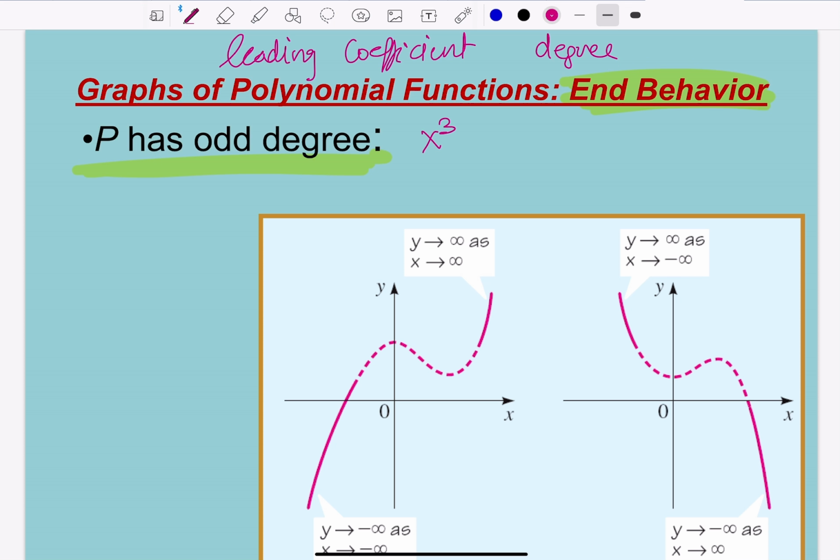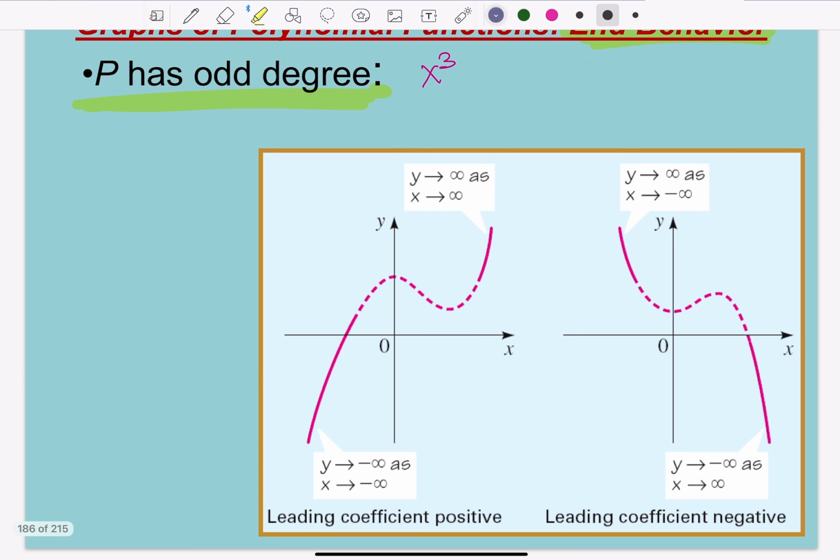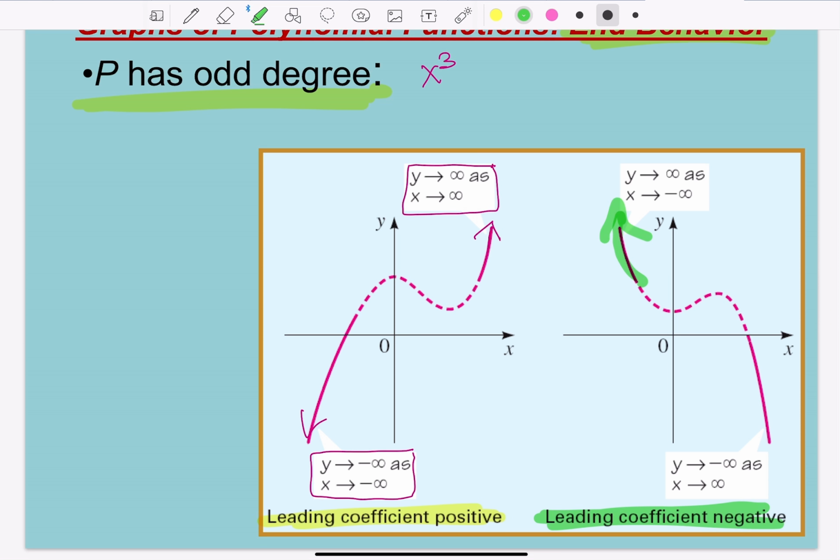So if we have an odd degree polynomial and the leading coefficient is positive, then when x becomes really, really large, y will become really, really large. When x becomes really, really small, y will become really, really small. So as x increases, y increases. As x decreases, y decreases. Okay. If the leading coefficient is negative, then the graph is going to go like this.